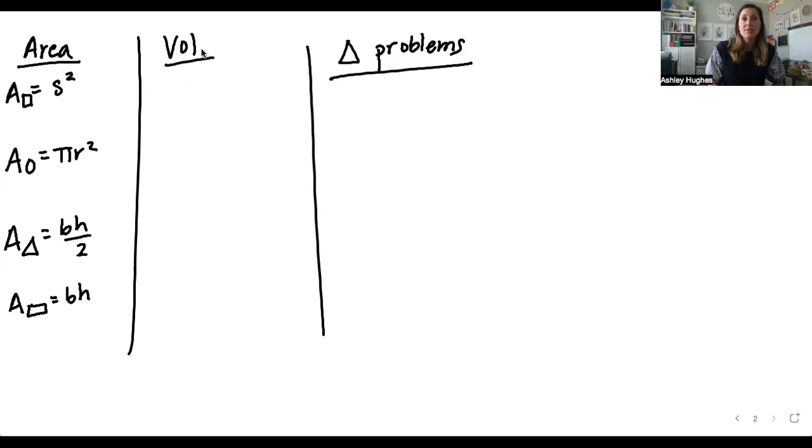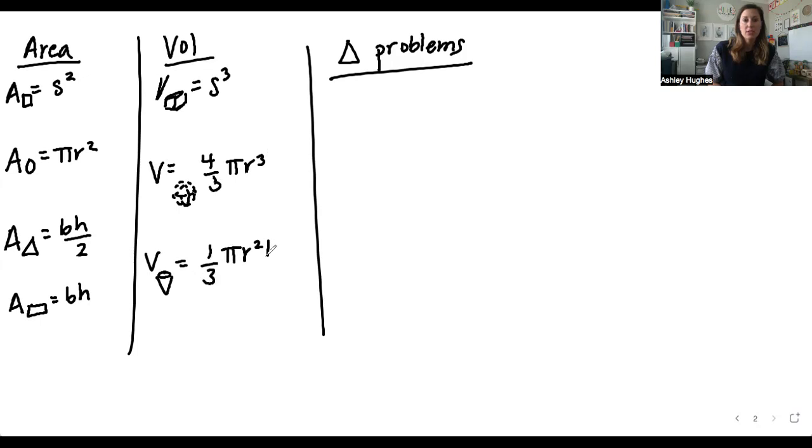And if we're talking about the volume, maybe you're talking about the volume of a cube. The volume of a cube would be side cubed. Maybe you're talking about the volume of a sphere. That's 4/3 pi r cubed. The volume of a cone is 1/3 pi r squared h. The volume of some type of rectangular prism is the area of the base times the height. Those are some ideas to get you started.